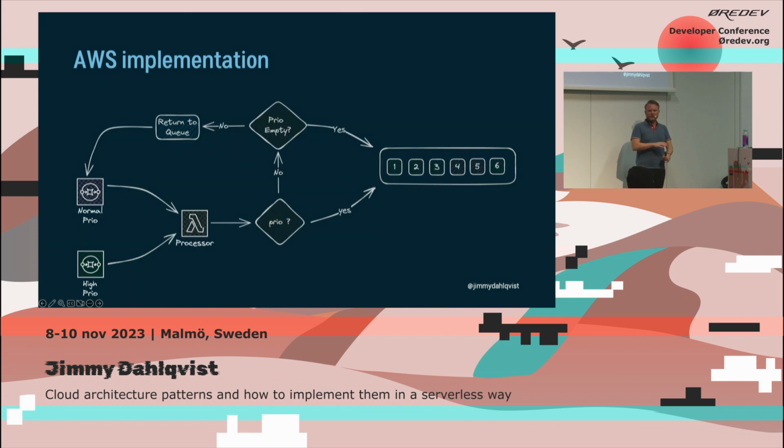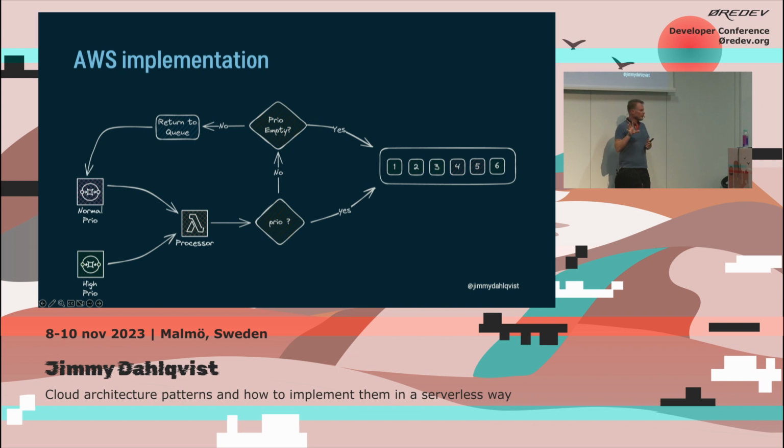Instead, we need to do something a bit more advanced. So when the processor picks up the message, it checks the priority. Is it a high priority message? Yes, just process it. If it's not a high priority message, it checks, is the queue empty for priority messages? Yes, it is. Okay, then I process. If it's not an empty high priority message queue, send it back to the normal queue.